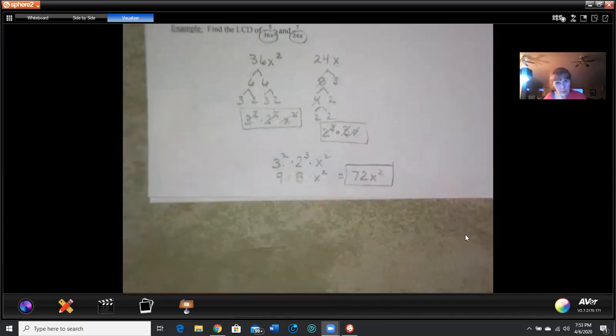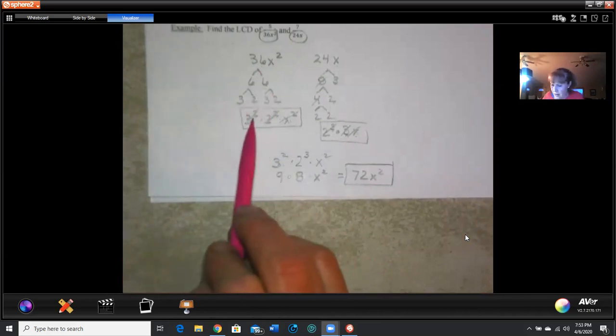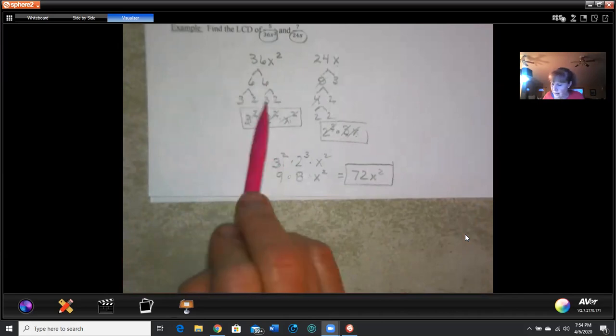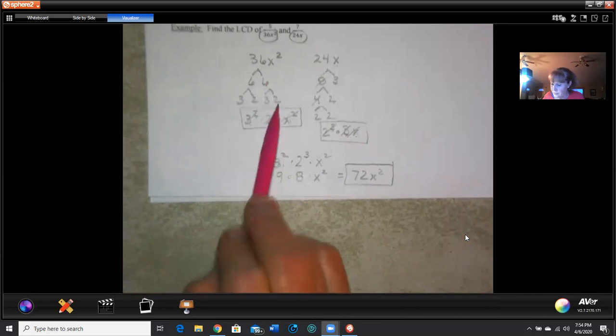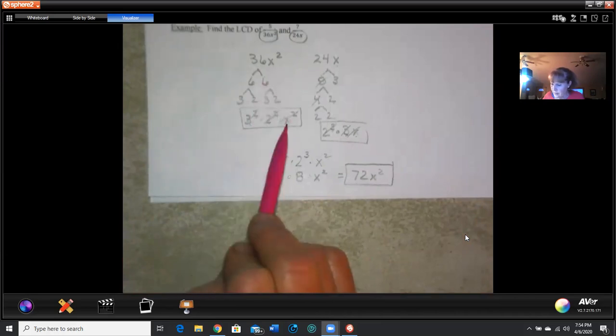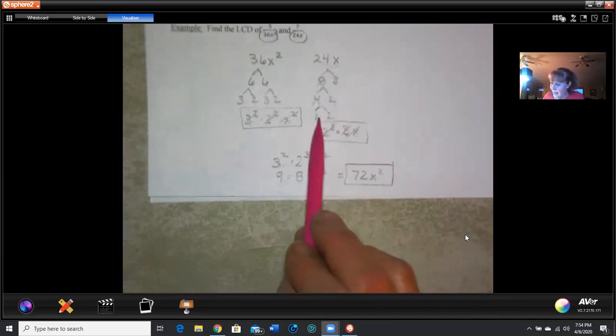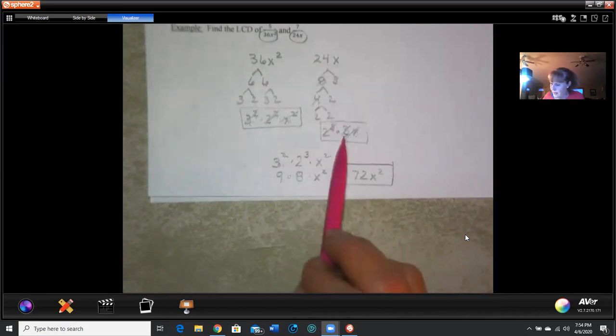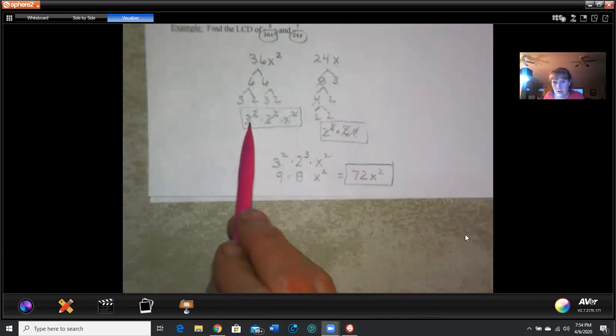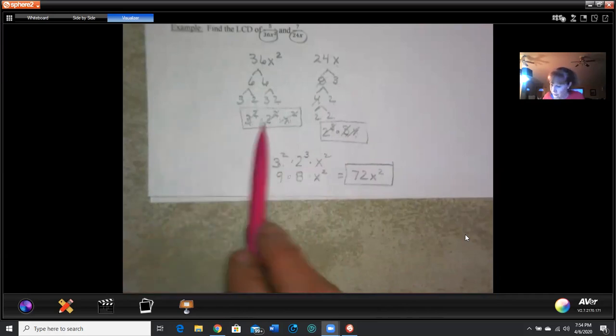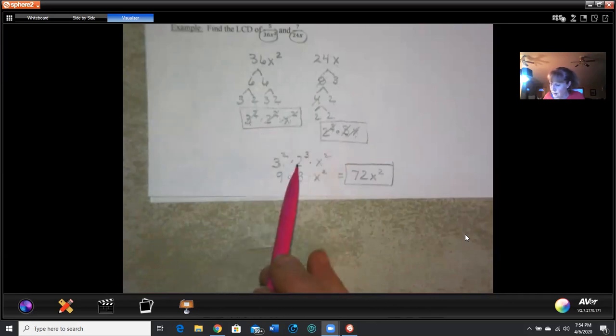So again, just going through that, break them down into primes. Use exponents when you rewrite them. 3, I have 2 of them. I have 2 2s, and then I have the x squared. As far as 24 goes, I had 3 2s, a 3, and an x. Now, when you go to write your least common denominator, you look for the largest power of everything. The 3s, it was a 3 squared. The 2s, it was a 2 cubed. The x's, it was an x squared. And then you just multiplied, and there's your least common denominator.